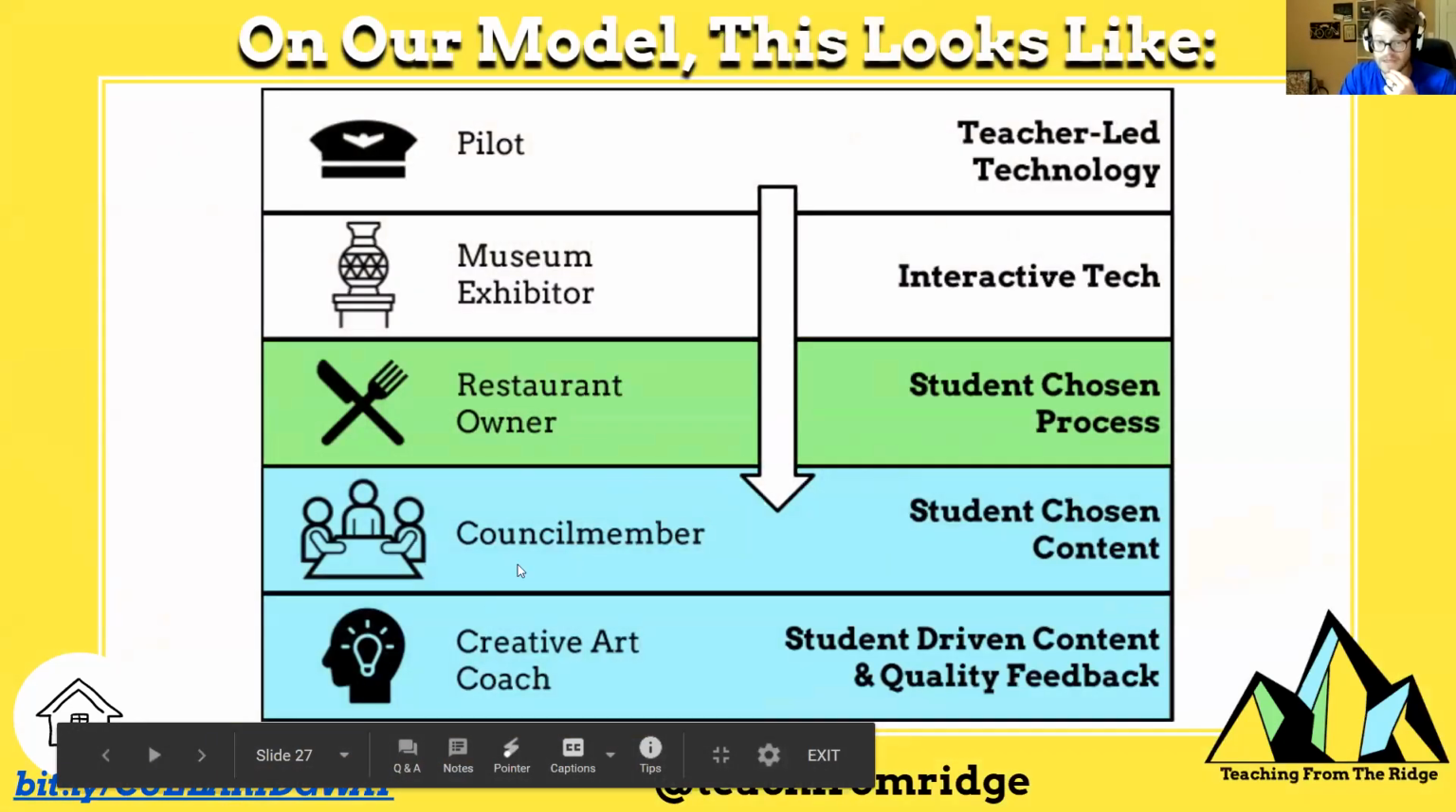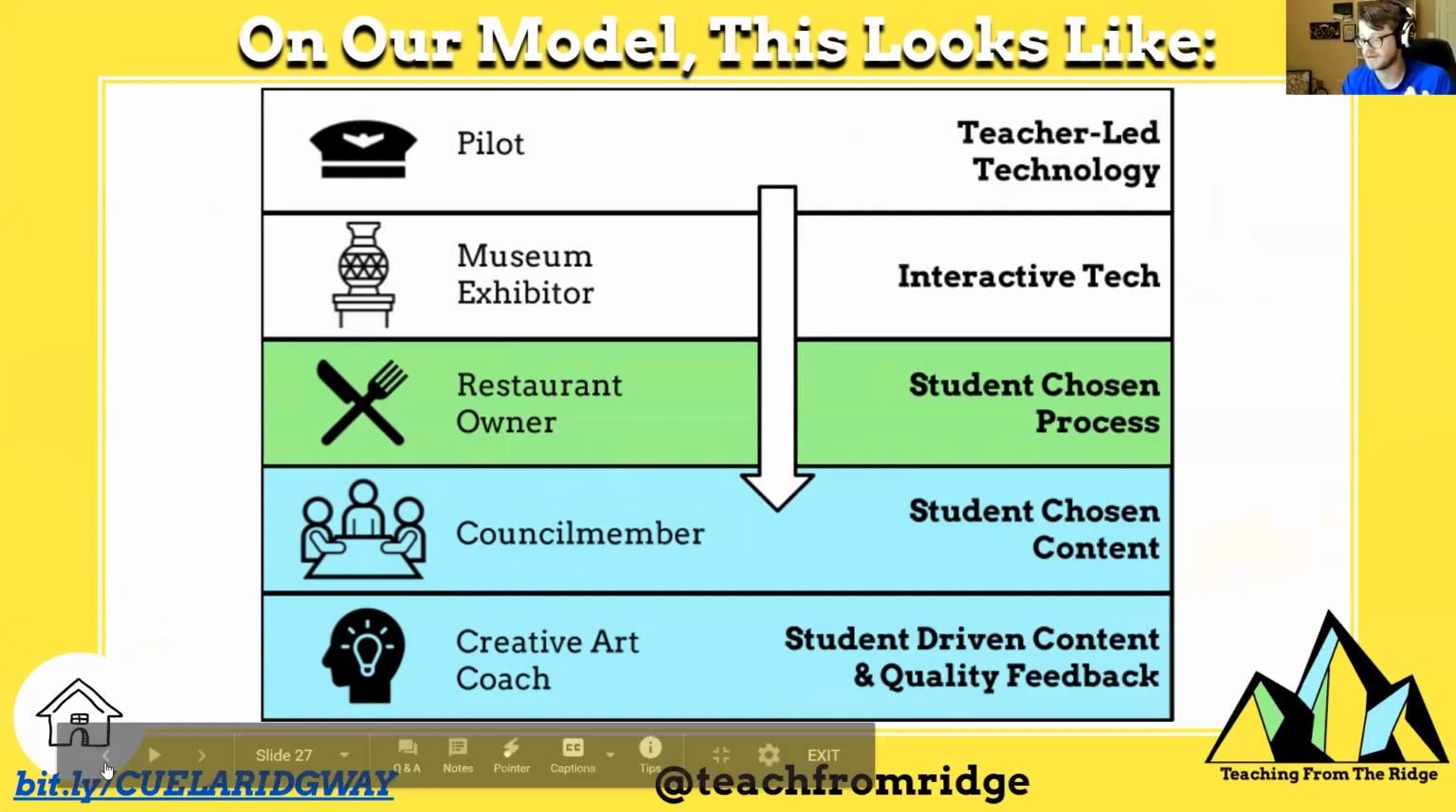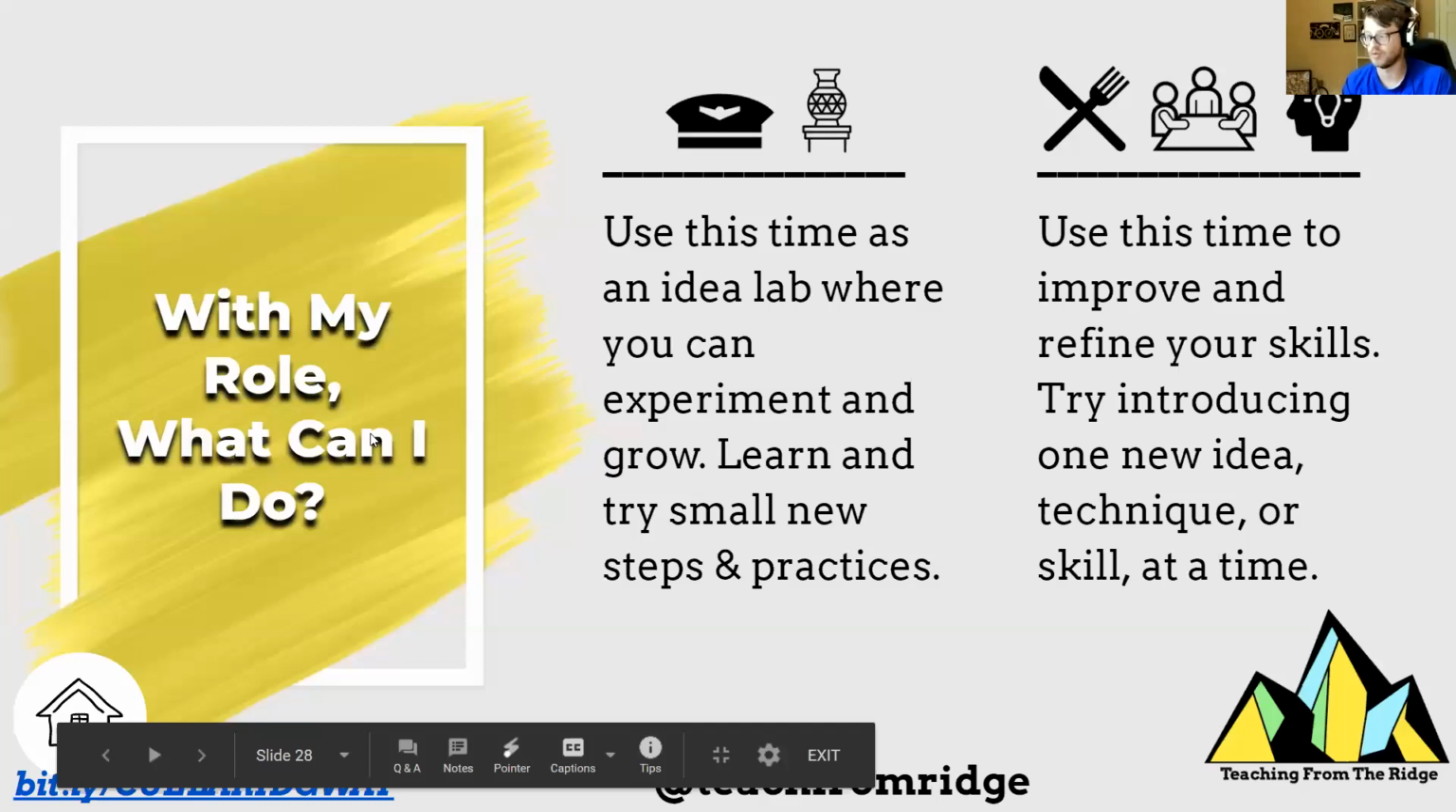We're going to be really hitting down here into the bottom of that model that I talked about earlier. So if you are a restaurant owner, think of this as an area where you might grow to, right? Or if you are, for example, a pilot or a museum exhibitor and you scored there, it's like, oh, this is where I could be if I try some of these things. If you're a council member or creative art coach, this is a place where you can simply add another tool into your toolkit that you might try.